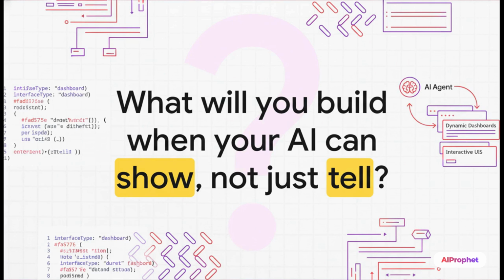So I'll just leave you with this question. Think about the crazy complex workflows, the dynamic dashboards, the truly helpful and interactive experiences you could build if your agent wasn't trapped inside a little text box. What will you build when your AI can finally show you, not just tell you?